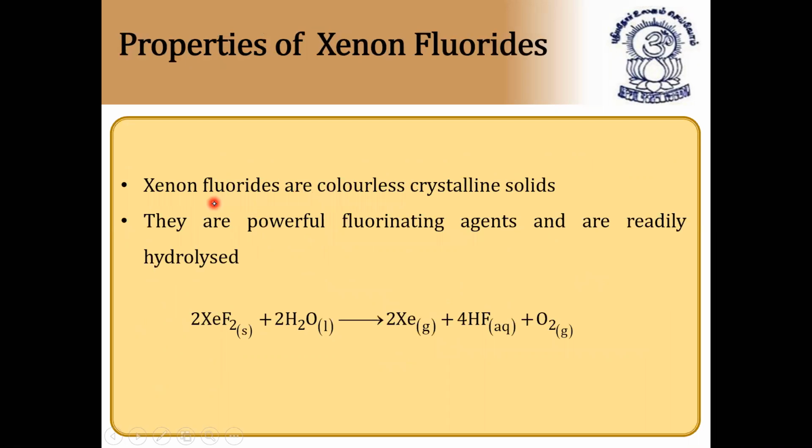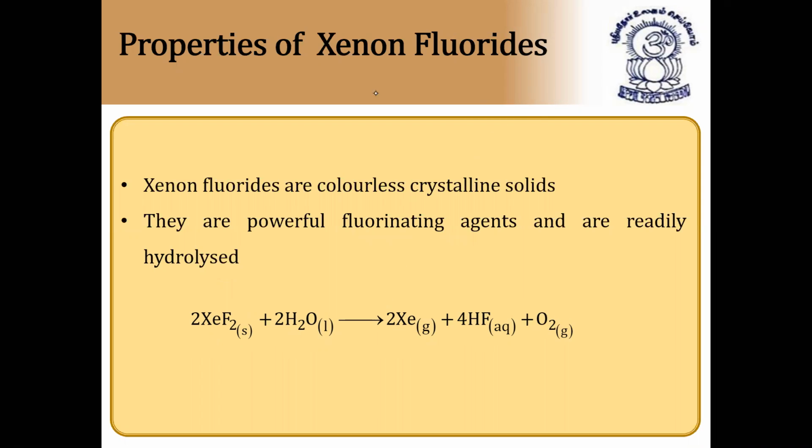Continuation. Properties of xenon fluorides. Xenon fluorides are colorless crystalline solids. These xenon fluorides are powerful fluorinating agents, and they are readily hydrolyzed. So xenon difluoride, on dissolving in water, forms xenon, 4 molecules of hydrogen fluoride, and 1 molecule of oxygen gas. So xenon difluoride on hydrolysis gives out xenon.